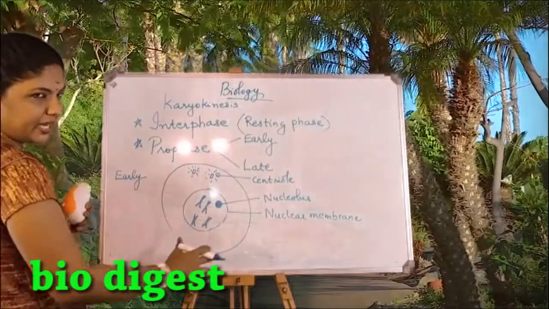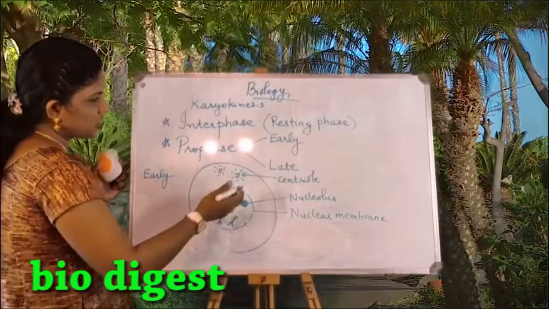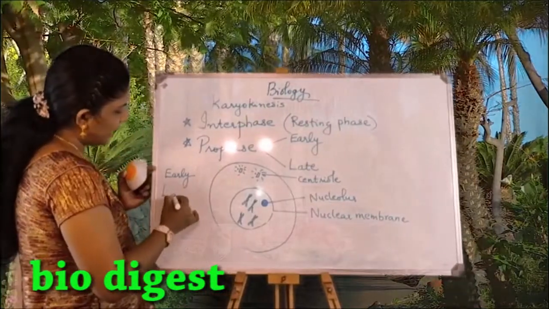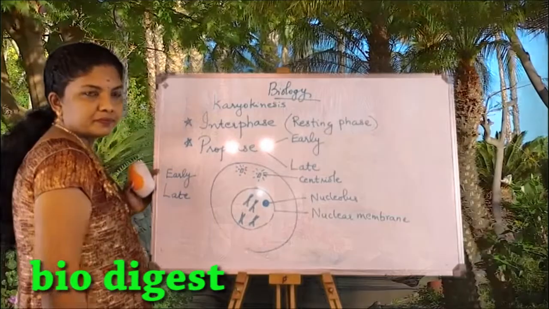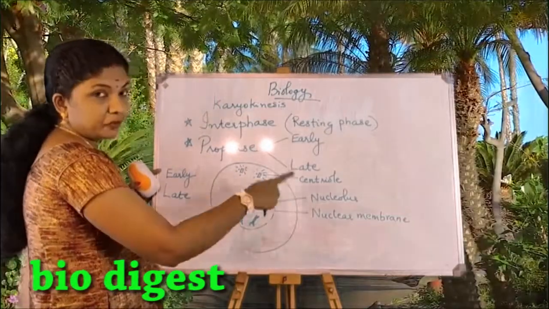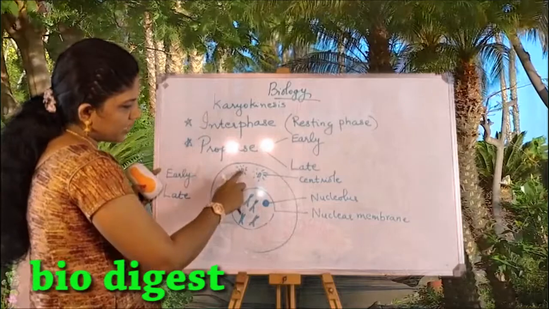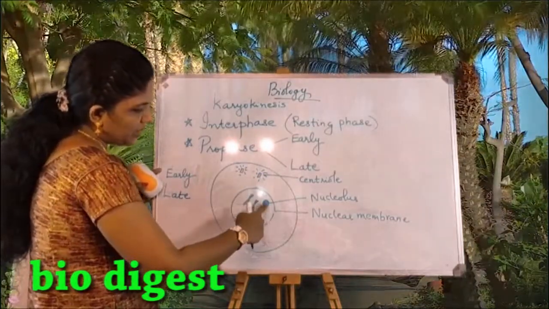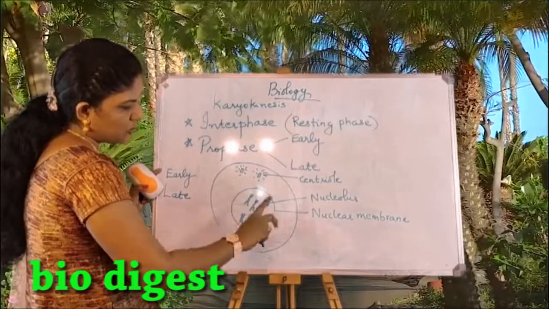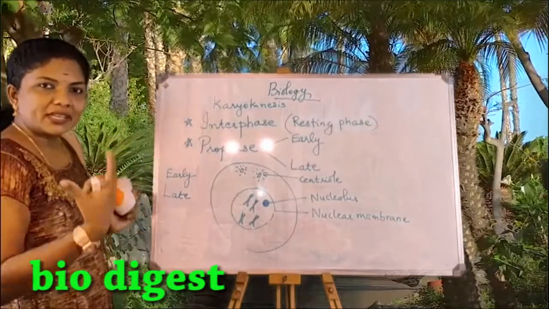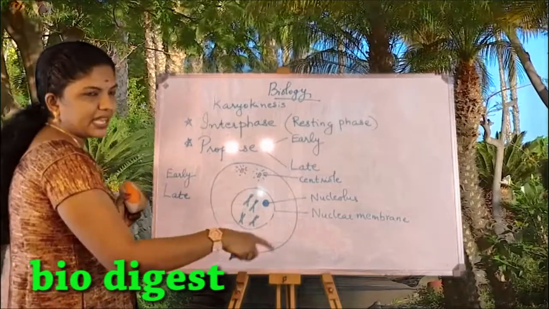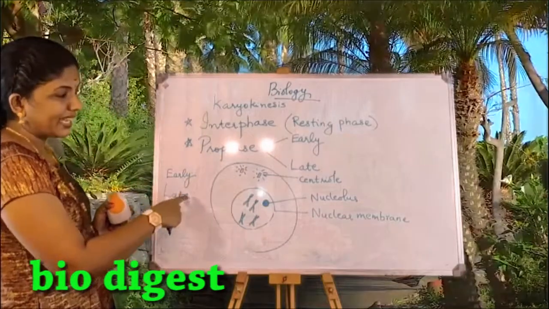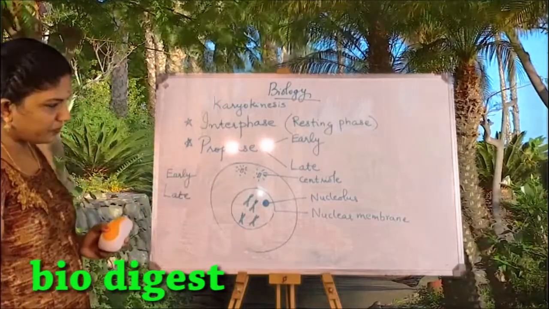Now, the same diagram, I am going to make some changes so that it will become late prophase. Okay, so this is the diagram for the early prophase. You just see centrioles are here, nuclear membrane is there, nucleolus is there, chromosomes are scattered. Now, what are the changes that will happen to this cell when it enters into the late prophase stage?